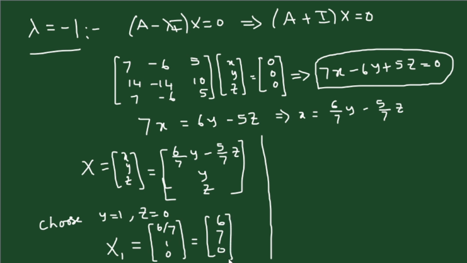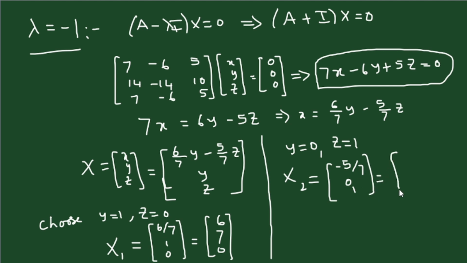You can also do it like this. Next, you choose y equal to 0 and z equal to 1. You will get another, linearly independent eigenvector. It is minus 5 by 7, 0, 1. You multiply the entire vector by 7, you will get minus 5, 0, 7. So we have got two linearly independent eigenvectors for lambda equal to minus 1.